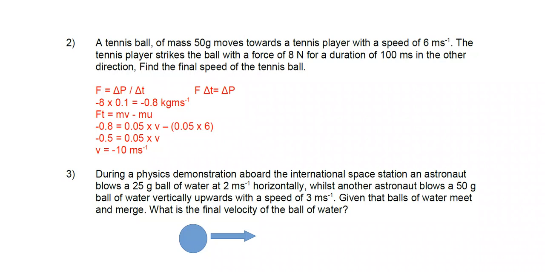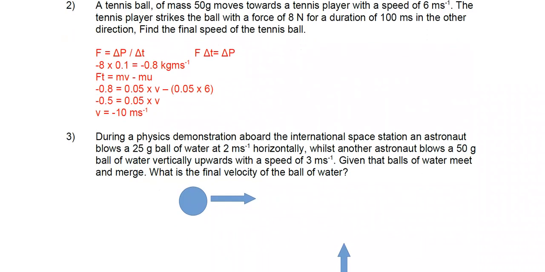Okay, so the change in momentum: as the ball is going in one direction and the tennis player is striking it in the other direction, we're going to say that the force is negative. So minus 8 times 0.1 is minus 0.8 kilogram meters per second. From GCSE, the force times time is mv minus mu, and we put all our values in, and we only want to find out what v is. Rearranging to make v the subject, we find the final velocity is minus 10 meters per second. So the ball is now going in the opposite direction with more velocity.